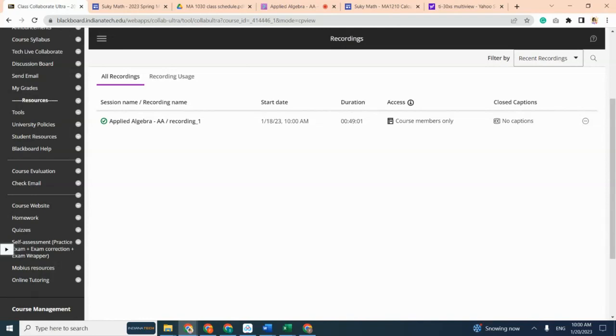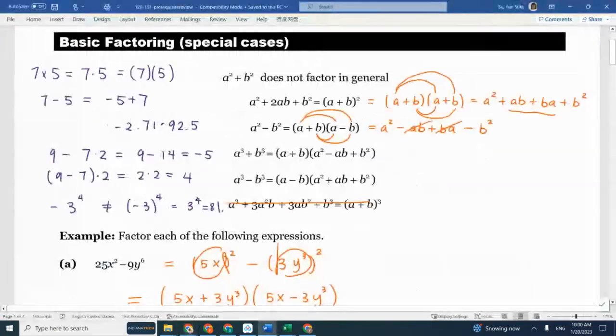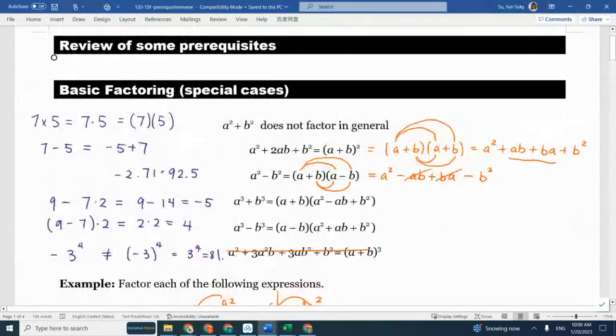Okay, so let's continue. Last time we were talking about how to factor. A squared plus B squared cannot be factored using real number coefficients. And A squared plus 2AB plus B squared equals (A plus B) squared. You remember that? And A squared minus B squared equals (A plus B) times (A minus B). A cubed plus B cubed, okay?